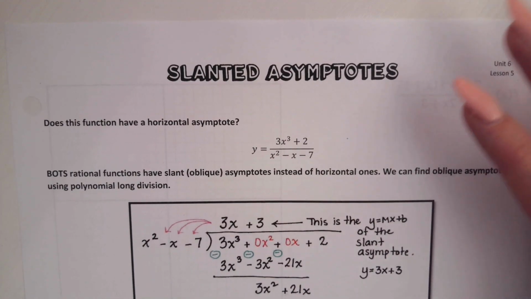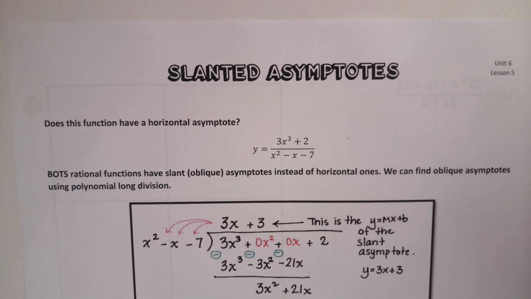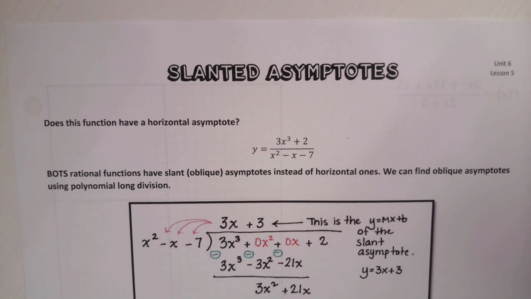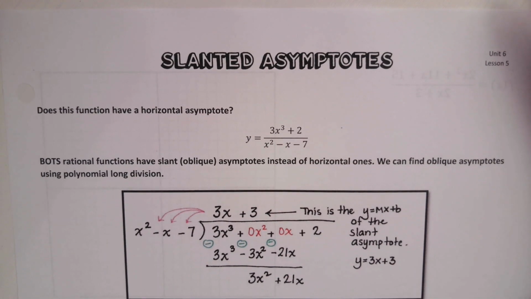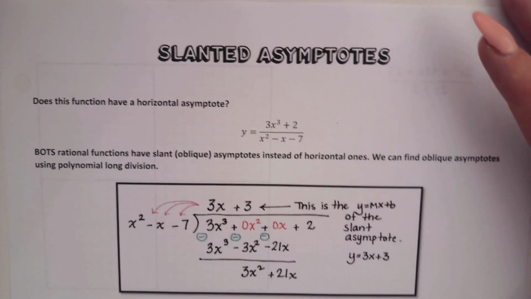Alright, last time when we did BOBO, what did that stand for? Bigger on bottom, 0. So when your degree is bigger on bottom, your asymptote's at 0. If it's bigger on top, it's slanted. And if the exponents are the same, divide your coefficients.